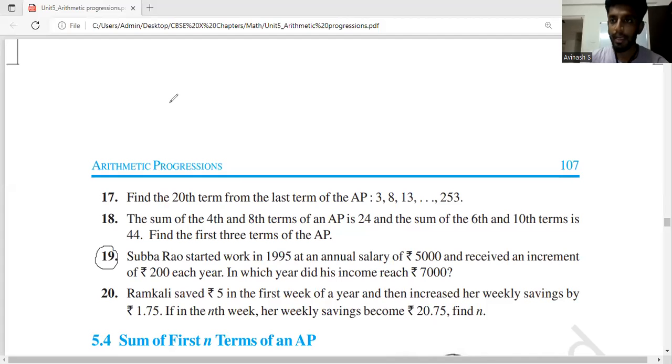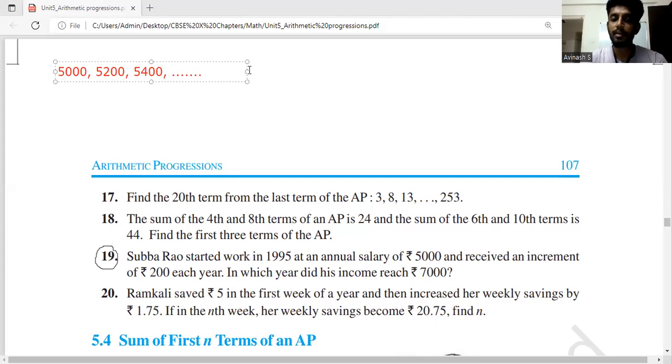When it comes to question number 19, there is a person named Subbarao and he's starting his work in 1995 and the initial salary is rupees 5,000 the first year. Then every year he's receiving an increment of 200. Increment means along with the original amount, something extra is being added every year, which is 200. So already there is 5,000, so 5,200. Now the next year it becomes 5,400 and so on.